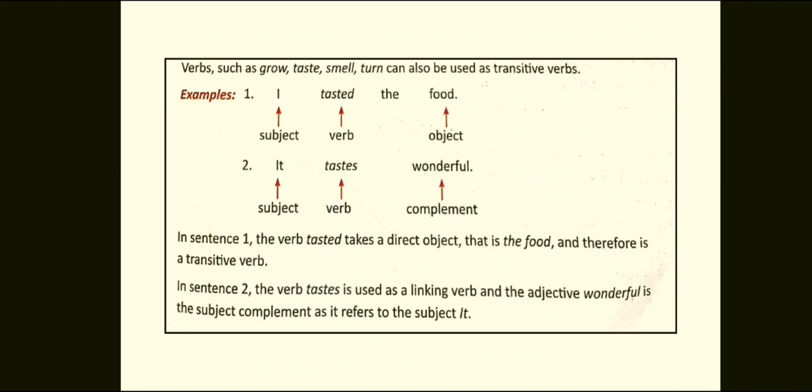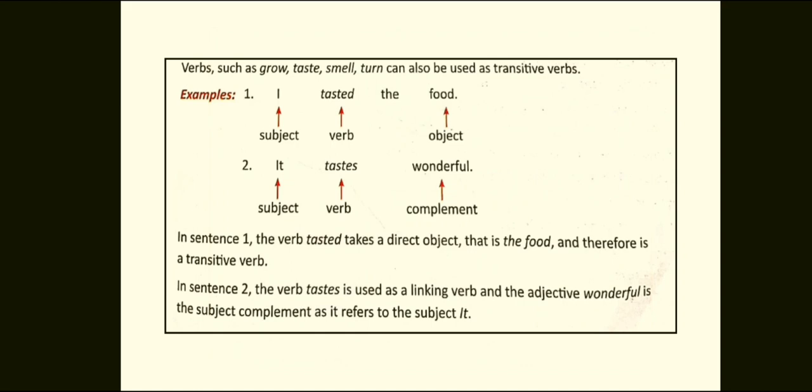Now, verbs such as grow, taste, smell, turn can also be used as transitive verbs. I tasted the food. Here I is the subject, tasted is the verb, the food is the object. So here tasted is the transitive verb which requires an object, that is the food.